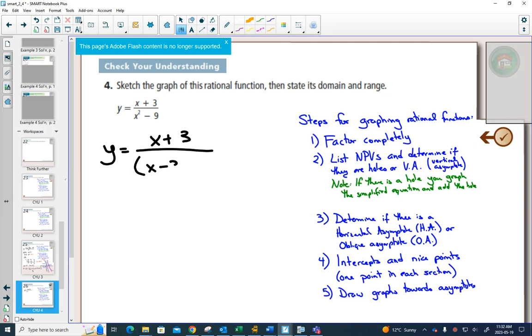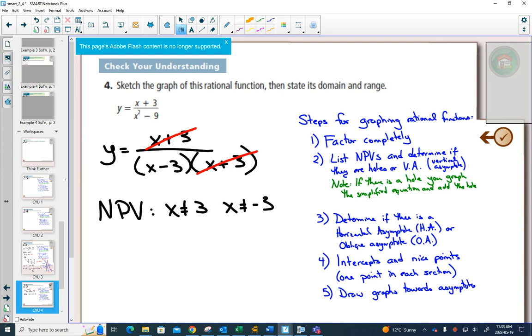Factor it first. And when we factor it, we notice that one factor is identical, so that's nice and that simplifies. But just because that factor is simplified, it's still a non-permissible value. So x can't equal 3 and x can't equal negative 3 are our non-permissible values. The 3 that doesn't go away will be a vertical asymptote.